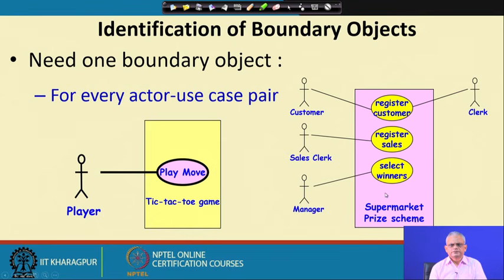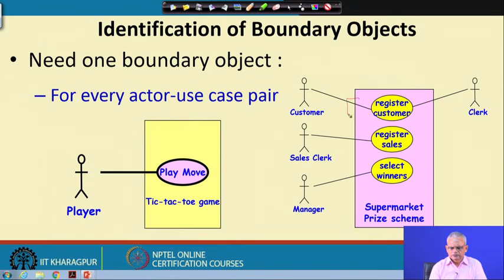But for this example, we have 3 use cases and 4 users, and we need a boundary here. So, we need 4 boundary objects. So, we can say that for the number of boundary objects, we look at how many use case actor pairs exist. Use case actor here 2, use case actor pair 1, so total 4.